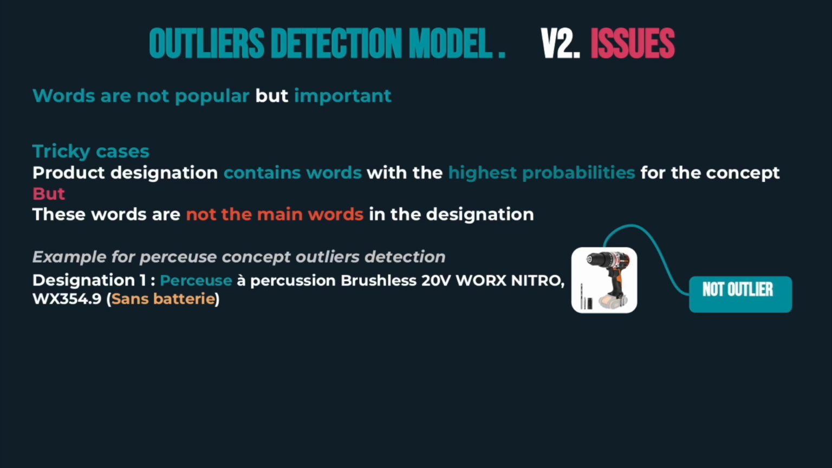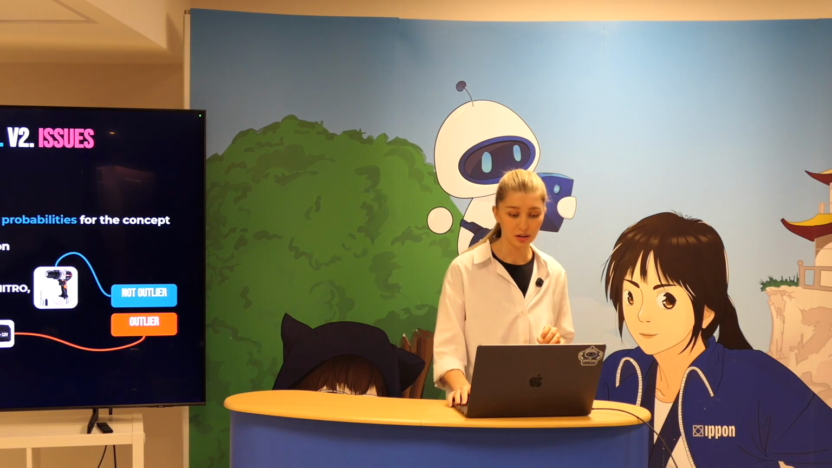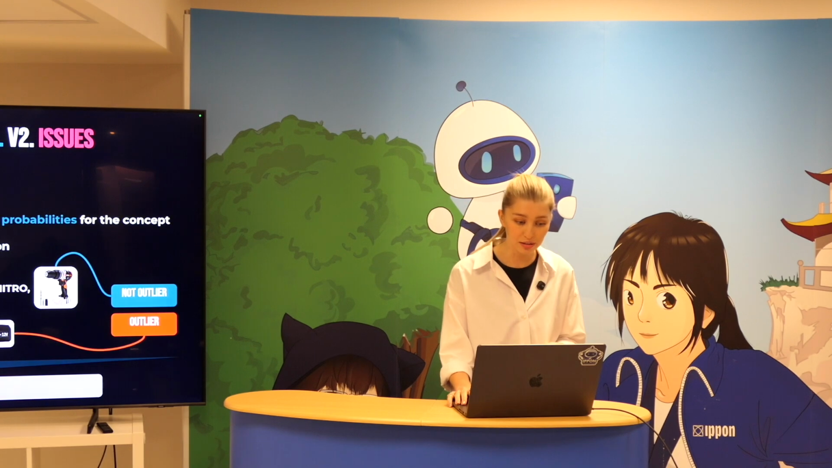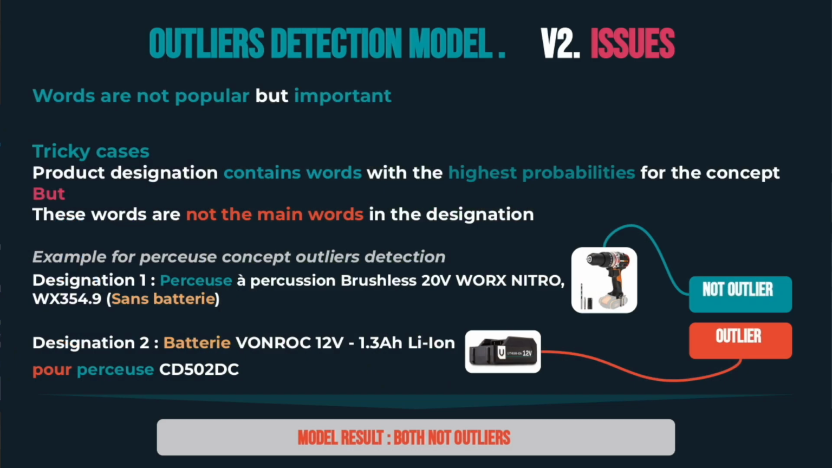For example, the first description, it's persos. It's okay for the concept persos. It's persos, not an outlier. Simple. The second one, it's a battery pour persos. So we have the word with high probability. For us, it's an outlier, but the main word in this case is battery. But for the model, sometimes it's difficult to identify these cases, and potentially the model results can be both not outliers in this case.